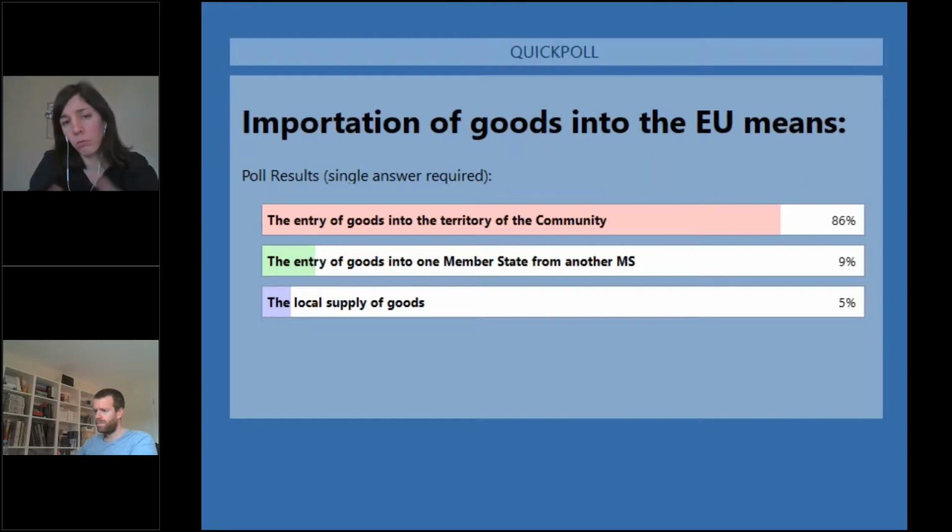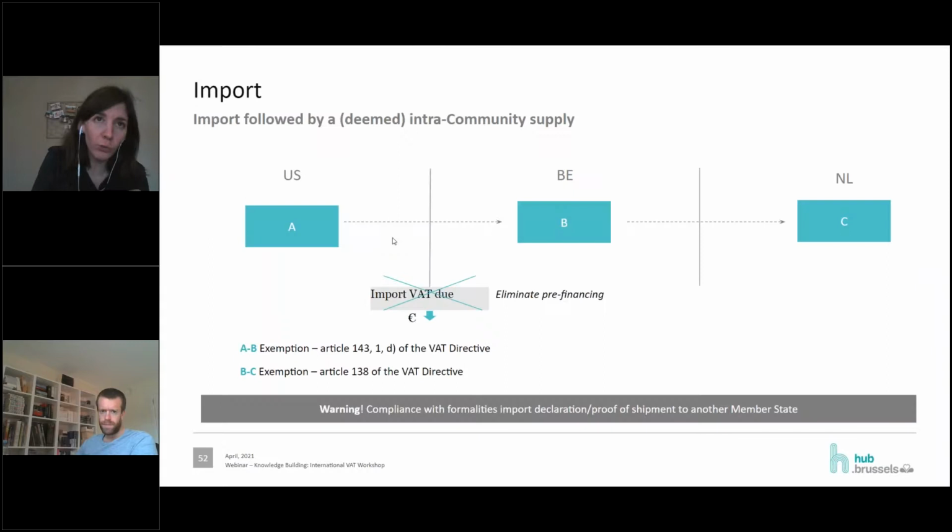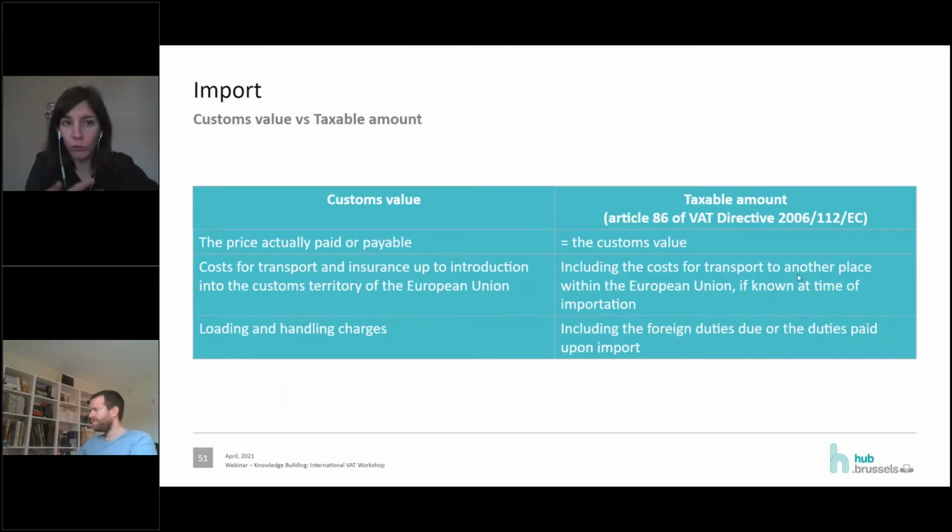In terms of import, what is of course important is that VAT is charged, but on which taxable amount. There we have some difference with the customs value. Probably you have followed the previous talks organized by UP regarding the customs perspective, but now let's focus on the taxable amount from a VAT perspective. Well, it's simple. The taxable amount from a VAT perspective is the customs value, so the price actually paid or payable. But then there are a couple of elements to include in this taxable amount.